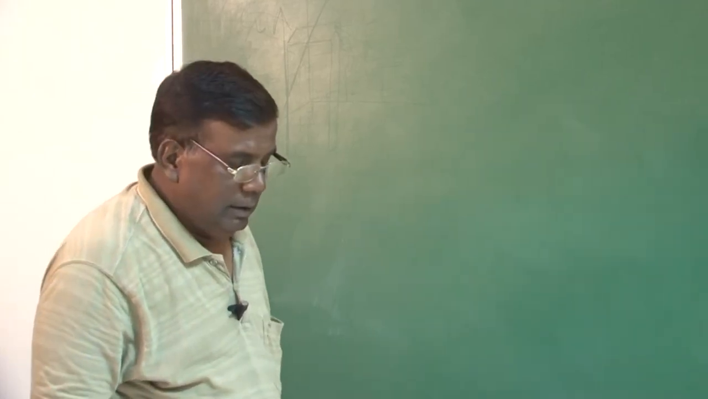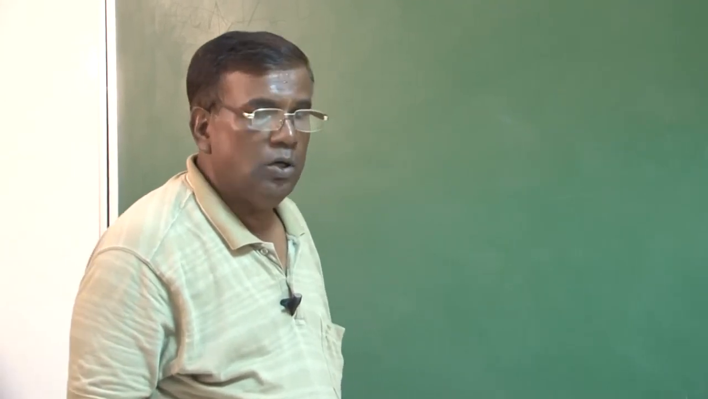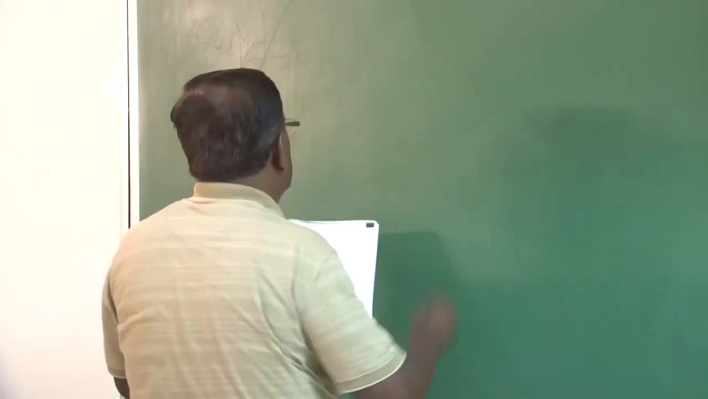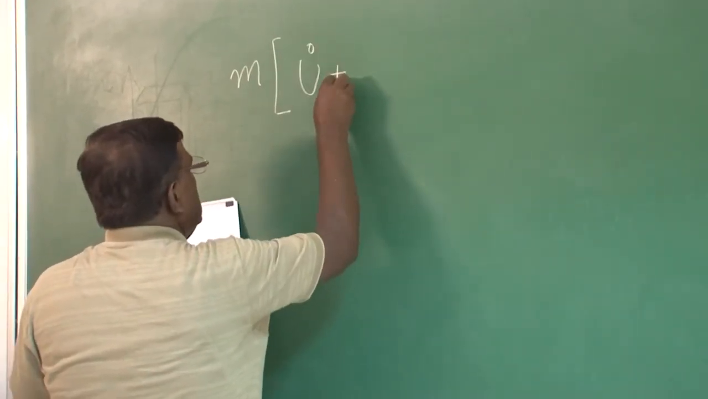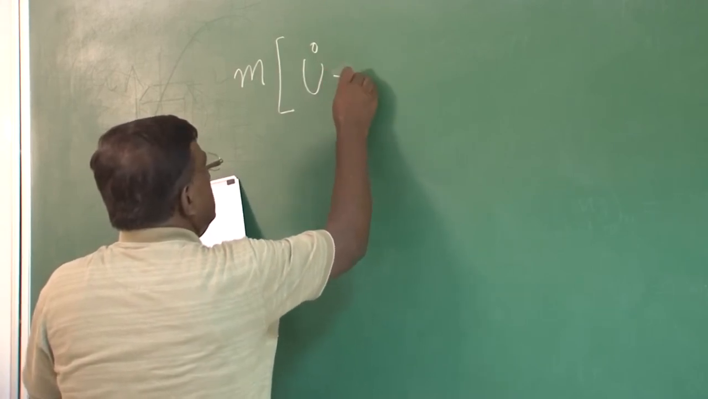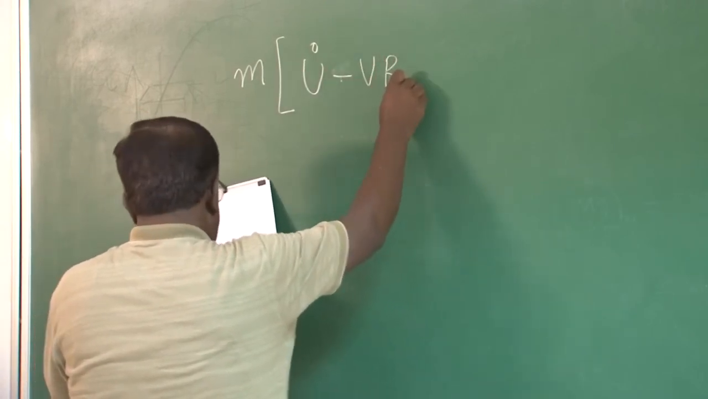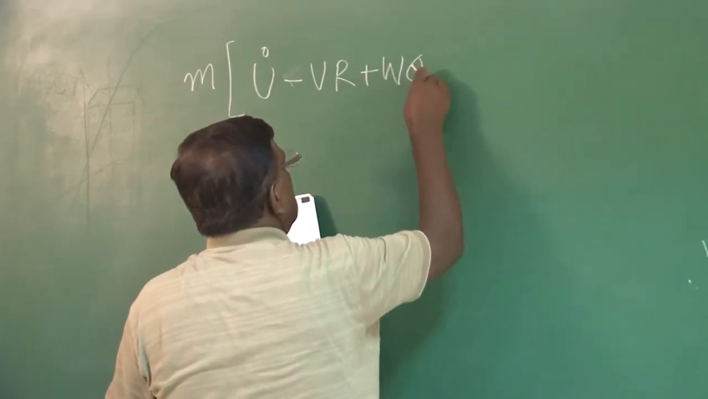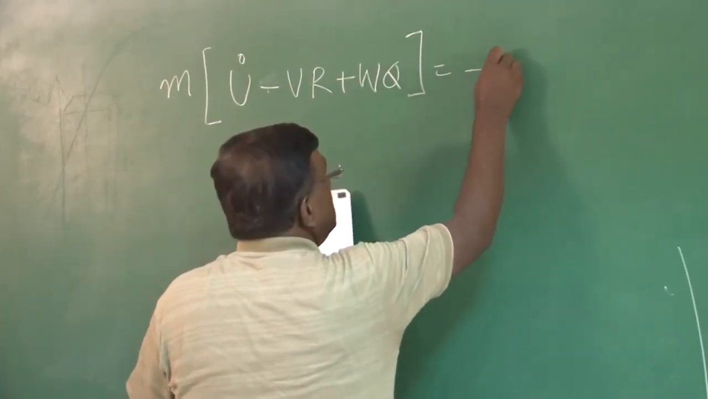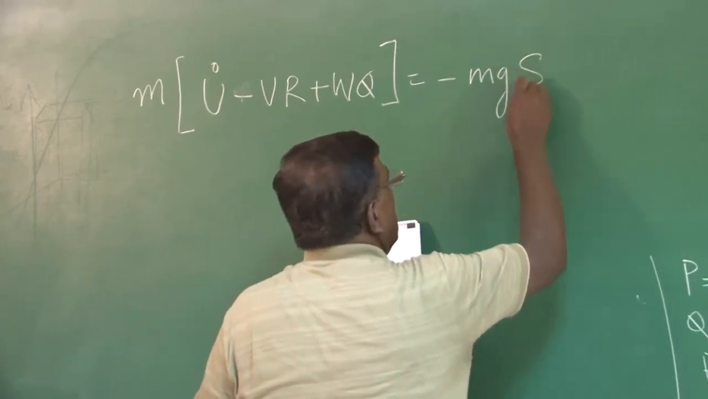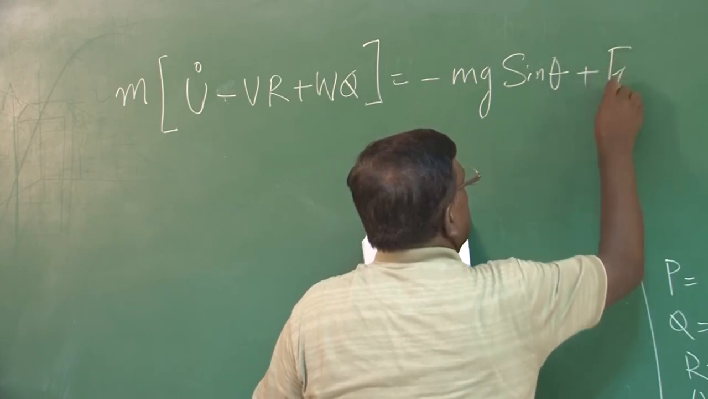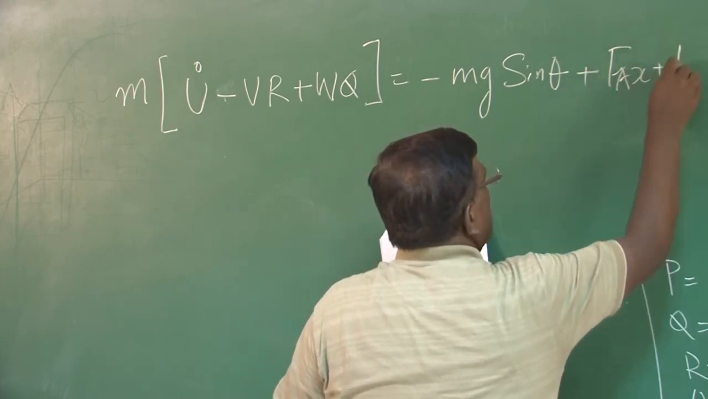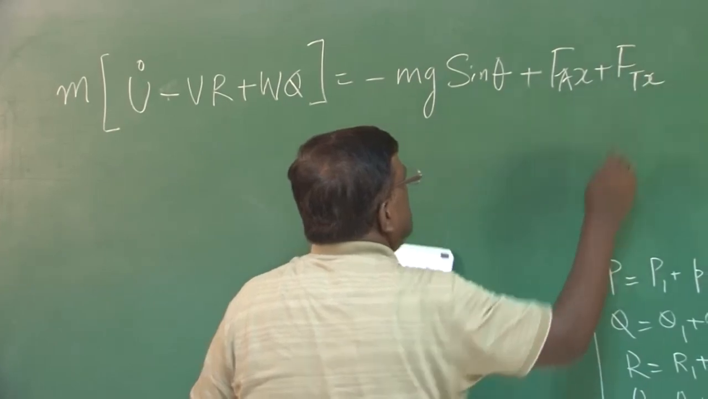Right? Good morning, friends. Let us solve an example of how to develop perturbed equations of motion. So I will take one equation, that is m u dot minus vr plus wq is equal to minus mg sine theta plus F Ax plus F Px.